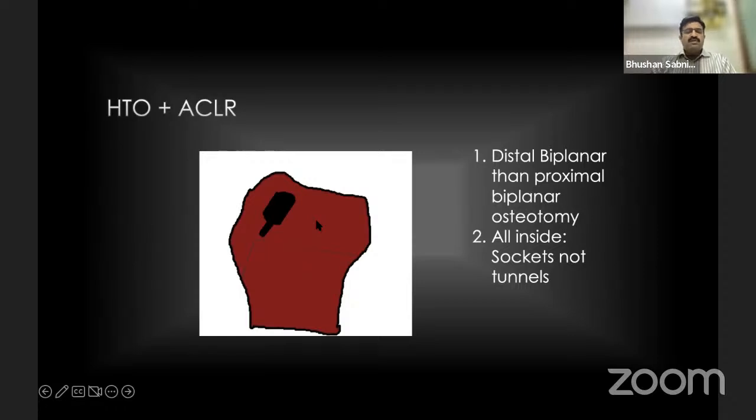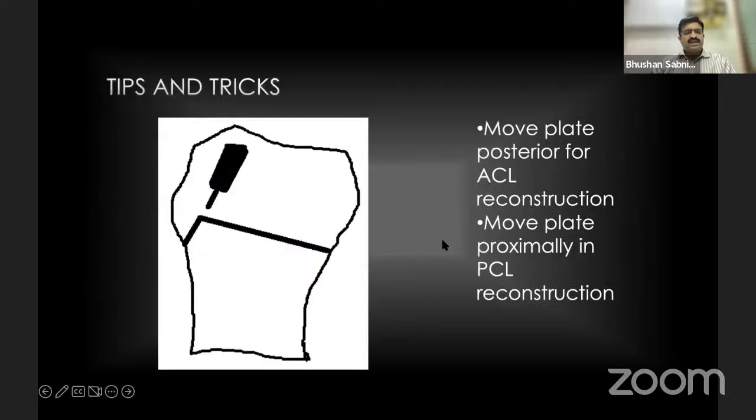Again, I'm not a big proponent of all inside for most, but this will be a good indication to do an all inside ACL, making a socket rather than tunnel, where your bone stock will be preserved, especially where the biplane is, and you will not have problems of insufficient fixation of your ACL on the tibial side.